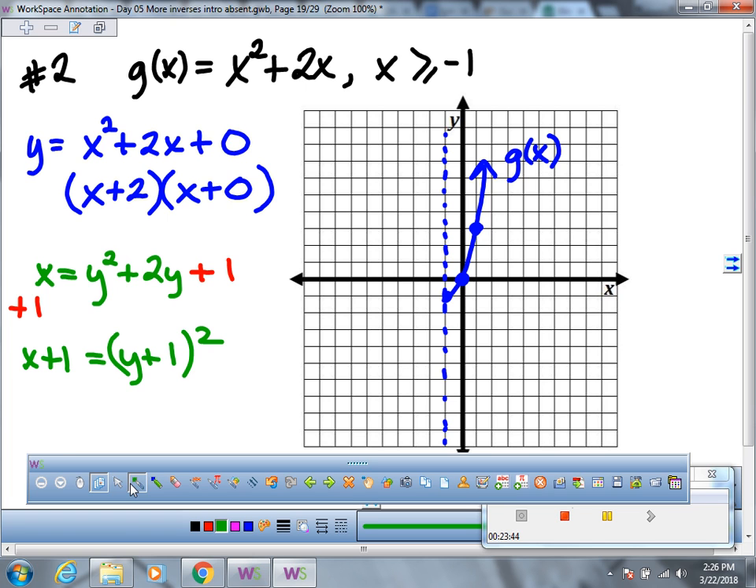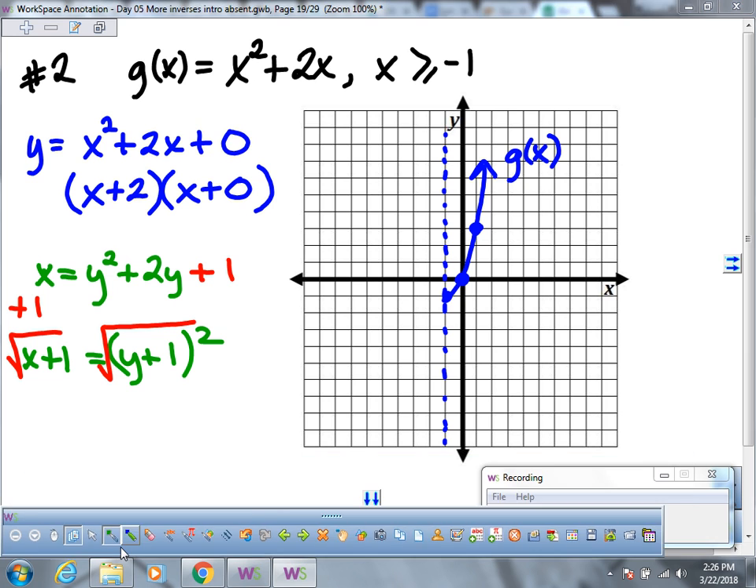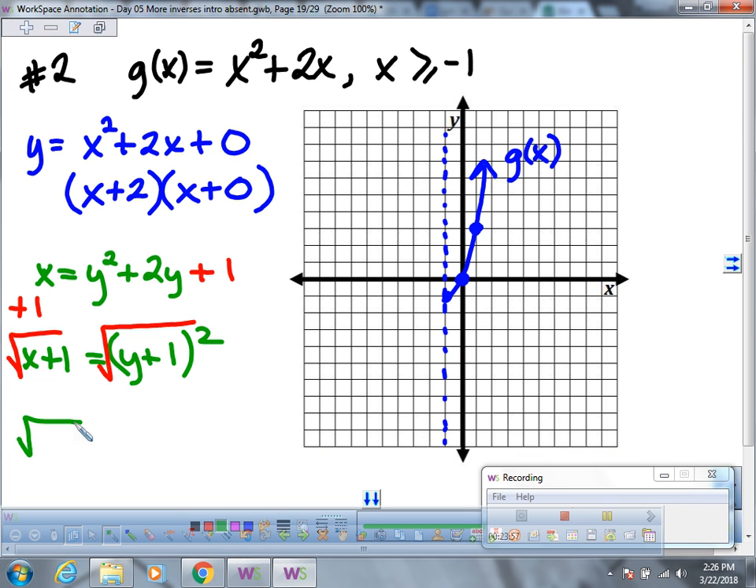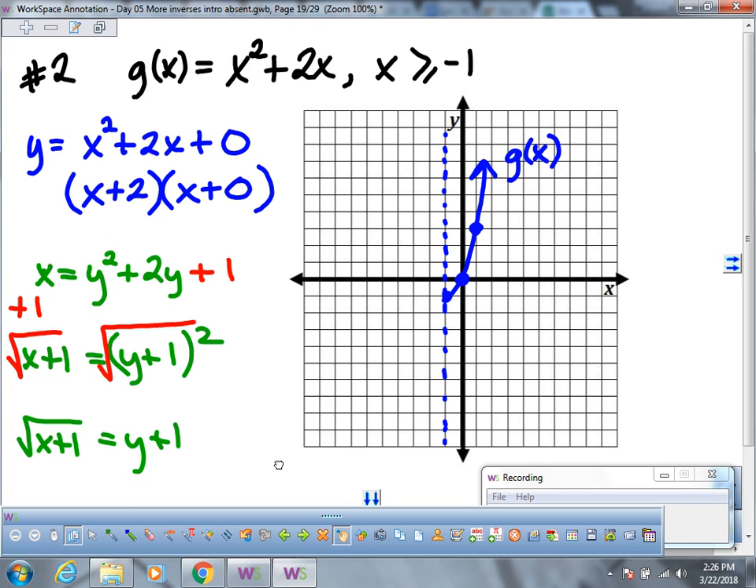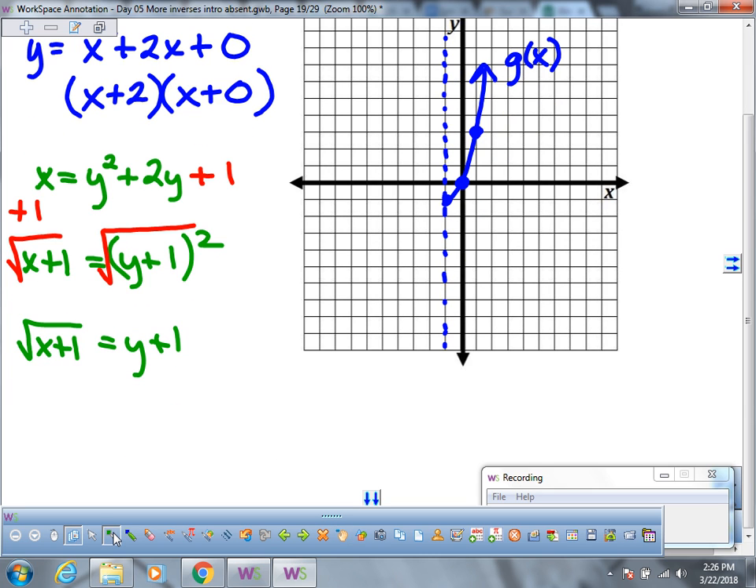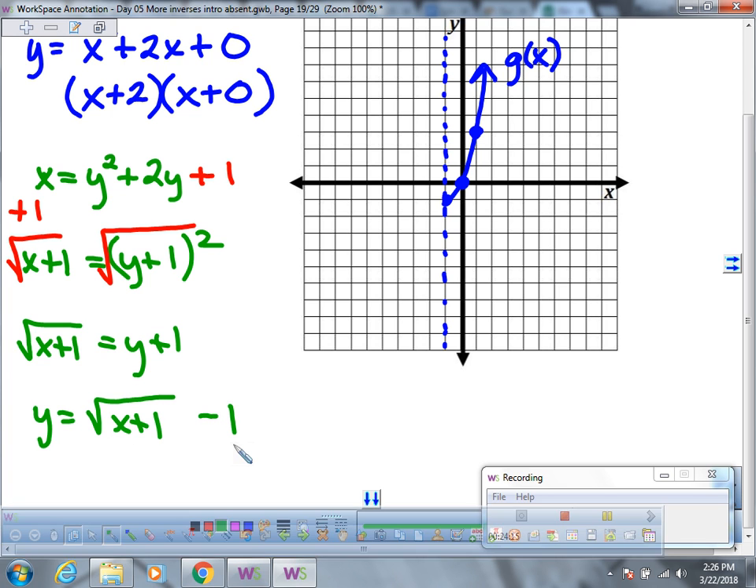So now I have x plus 1 equals y plus 1 squared. Square root both sides, and I get square root of x plus 1 equals y plus 1. So my graph is going to be y equals square root of x plus 1, minus 1. So I'm going to go left 1 and down 1. Left 1, down 1. There's my vertex.